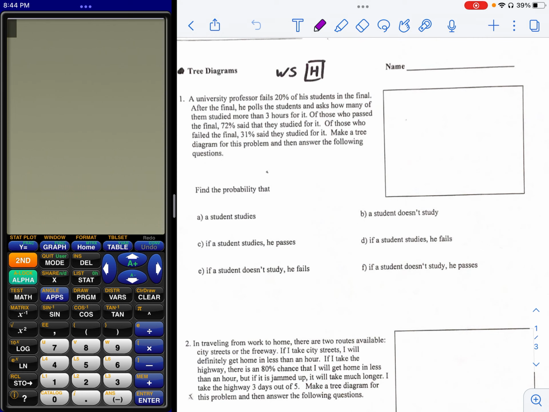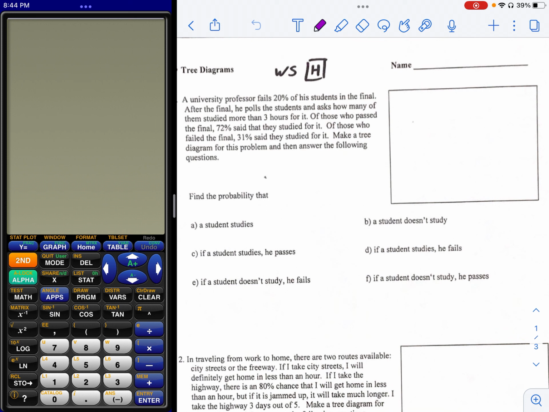All right, this is worksheet H for probability chapter, Venn diagrams. There's three examples on this assignment, three problems. A university professor historically fails 20% of his students on the final. After the final, he polls the students and asks them how many of them studied for more than 3 hours.